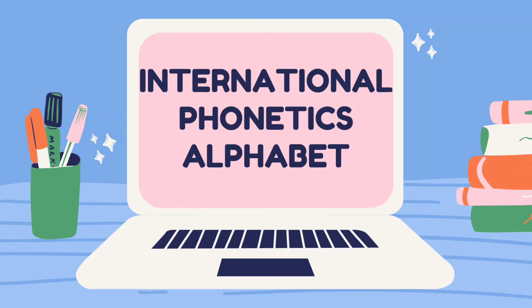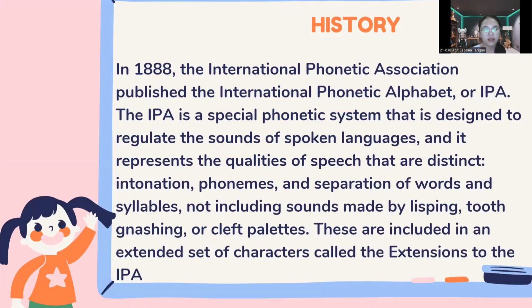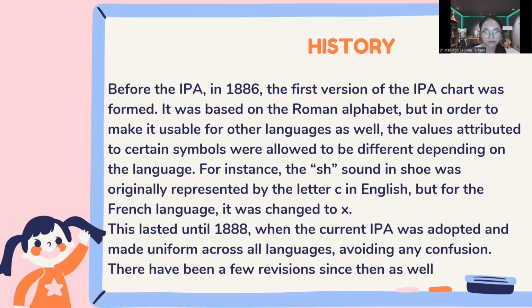Next topic is International Phonetic Alphabet. The history of IPA. In 1888, the International Phonetic Association published the International Phonetic Alphabet, or IPA. The IPA is a special phonetic system that is designed to regulate the sounds of spoken languages, and it represents the qualities of speech that are distinct: intonation of phonemes and separation of words and syllables.